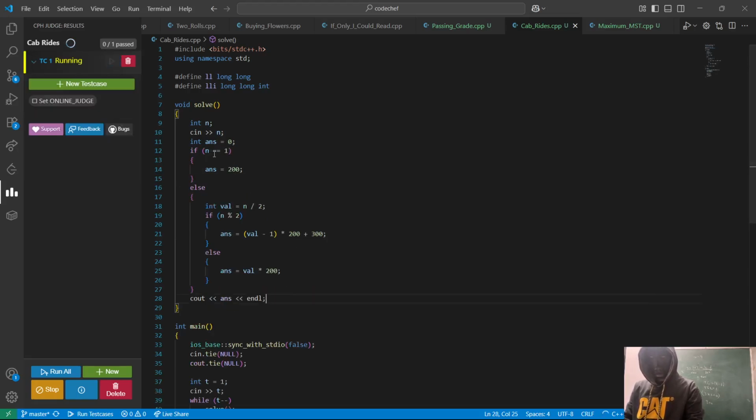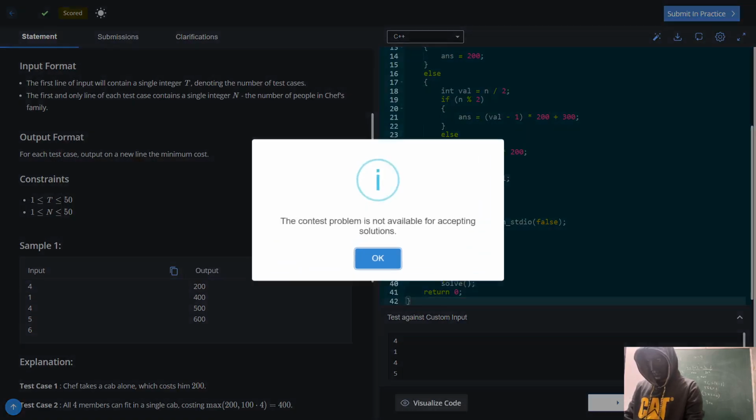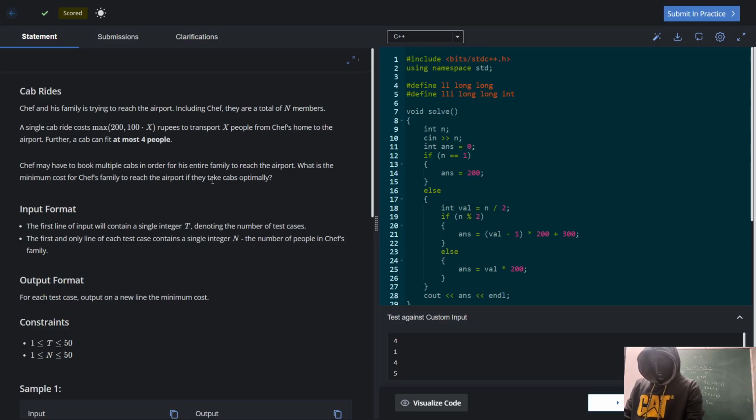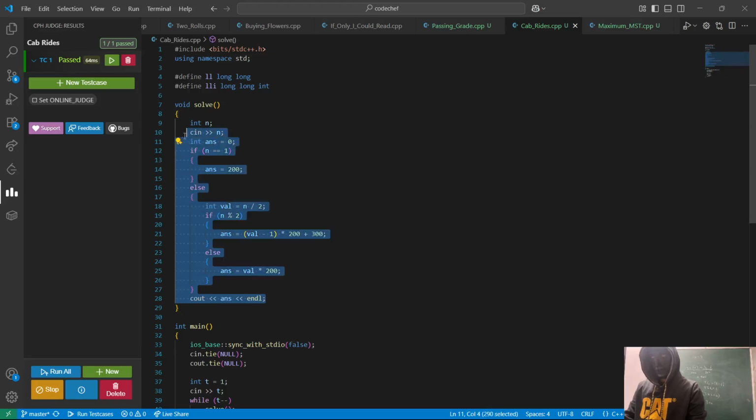Let's try to run it. Yeah, it is getting passed. Let's try to submit this code in the online editor. Right now I think we are not able to submit because some checking is going on, system testing. So yeah, I think you guys got to know what the problem statement is and how we solve it, and if you try to submit this code, this will definitely be accepted.